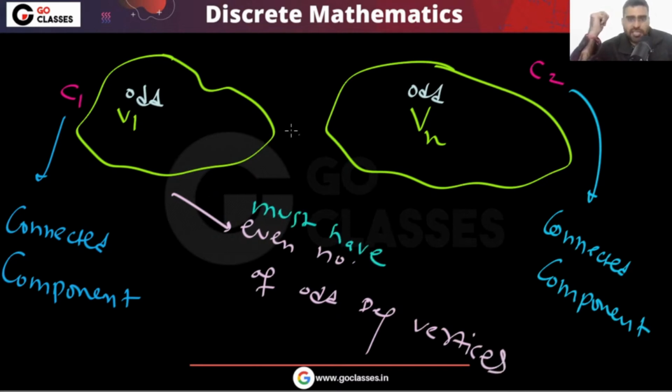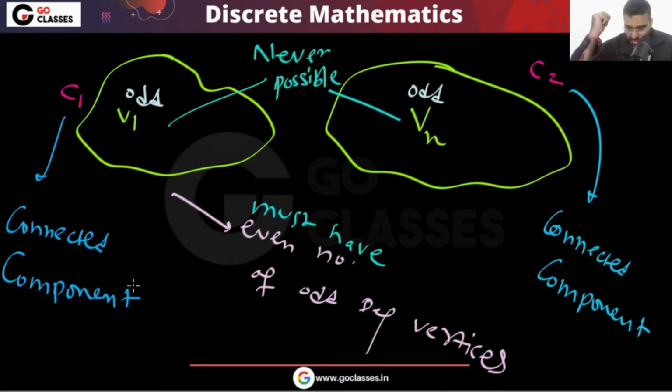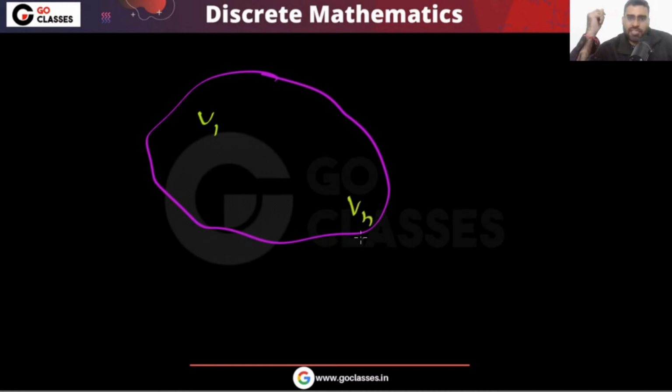So that is the reason this is never possible, because no one else has odd degree, and in this component you must have an even number of odd degree vertices. So they must be in the same component. Finally I can say they must be in the same component. You can notice this is the component. This v1 and vn must be in the same component.